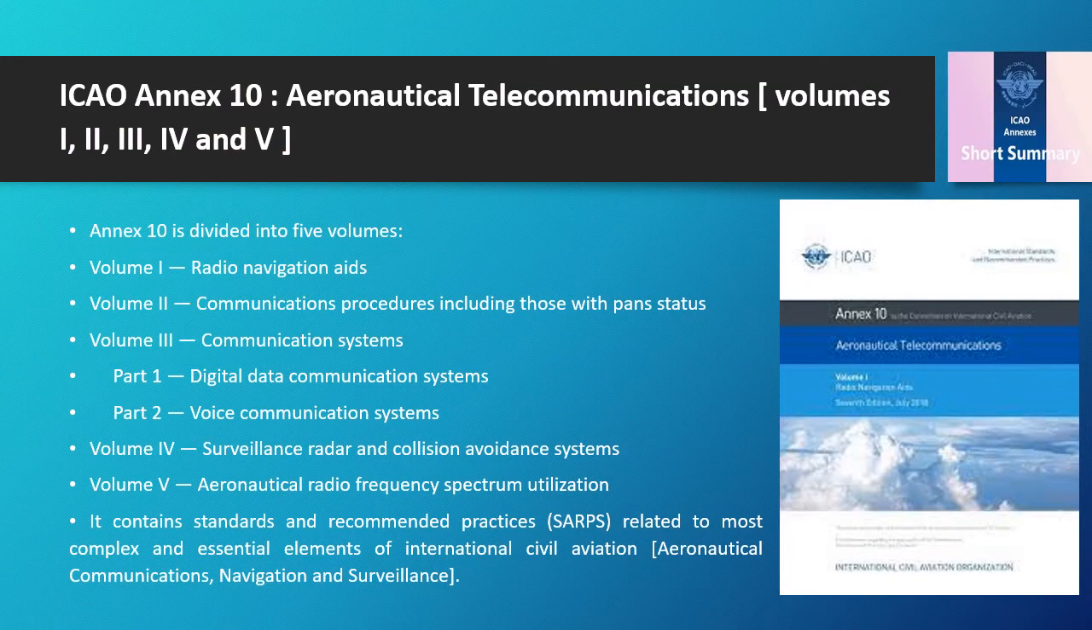ICAO Annex 10, Aeronautical Telecommunications, Volumes 1, 2, 3, 4 and 5. Annex 10 is divided into 5 volumes. Volume 1, Radio Navigation Aids. Volume 2, Communication Procedures including those with PANS status. Volume 3, Communication Systems. Part 1, Digital Data Communication Systems. Part 2, Voice Communication Systems. Volume 4, Surveillance Radar and Collision Avoidance Systems. Volume 5, Aeronautical Radio Frequency Spectrum Utilization.